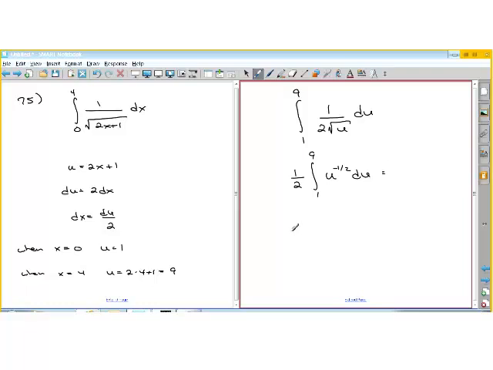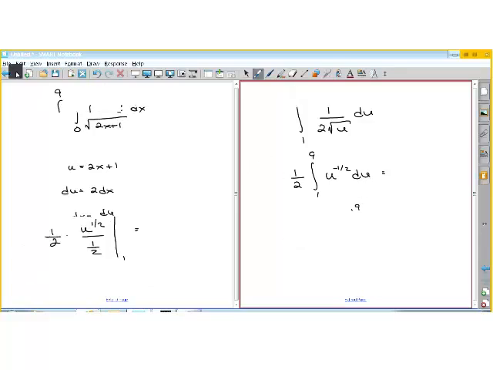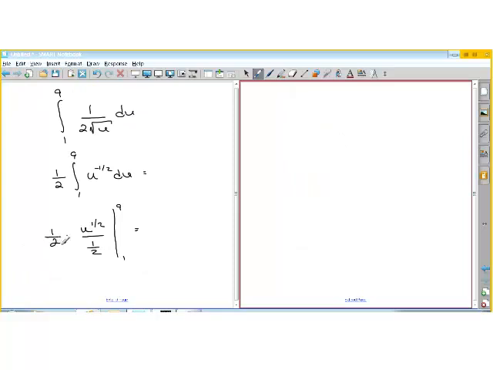Okay, so we integrate that. So you add 1 to the exponent, and you divide by the new exponent. And you evaluate that between u equals 1 and u equals 9. You see the 2 here cancels out with a half, so we just get basically u to the 1/2 evaluated between 1 and 9. So at the upper limit we have 9 to the 1/2 power, and we subtract out 1 to the 1/2 power.